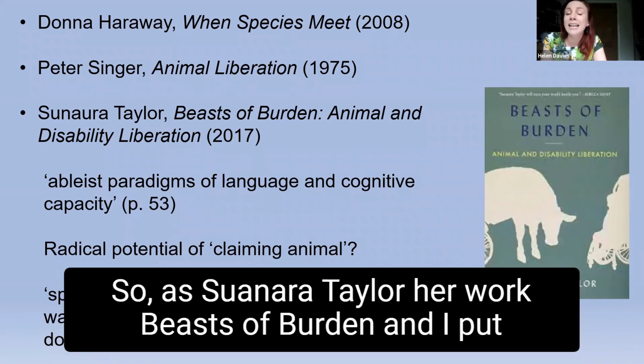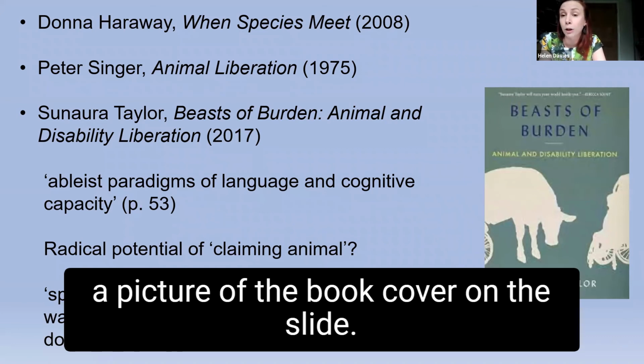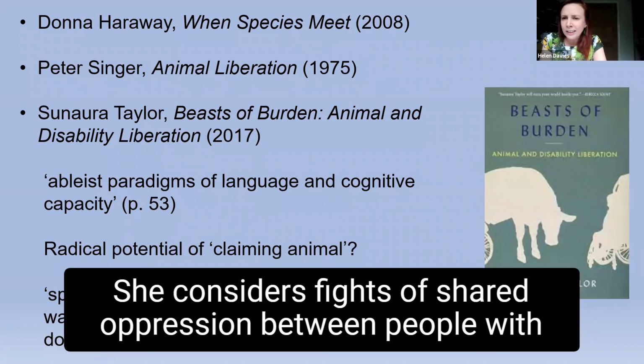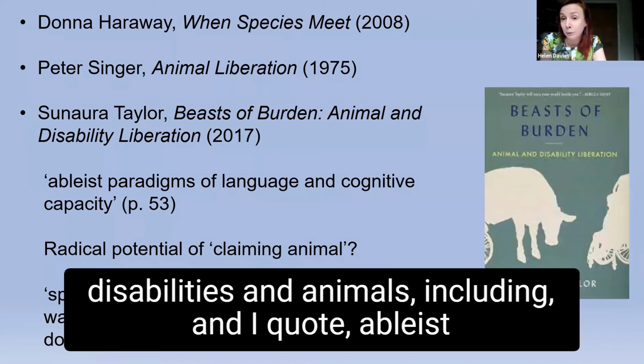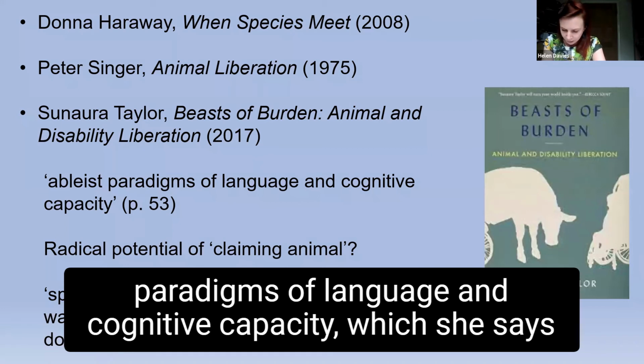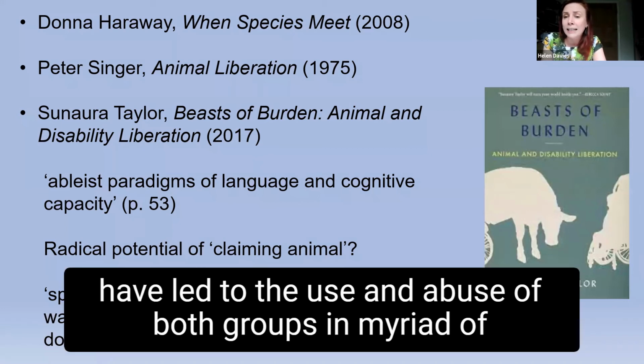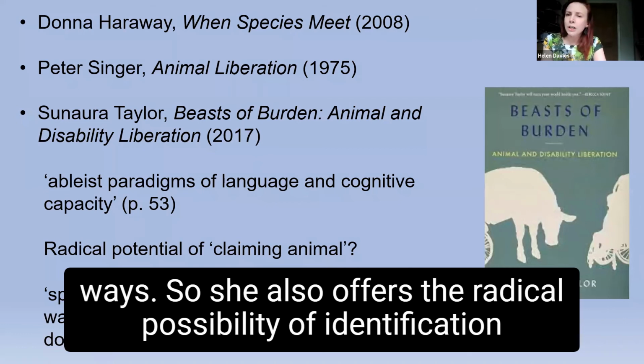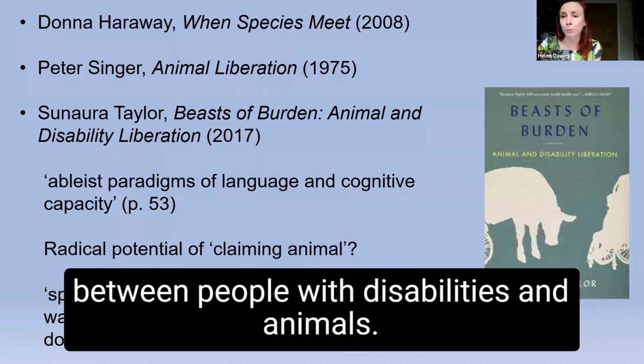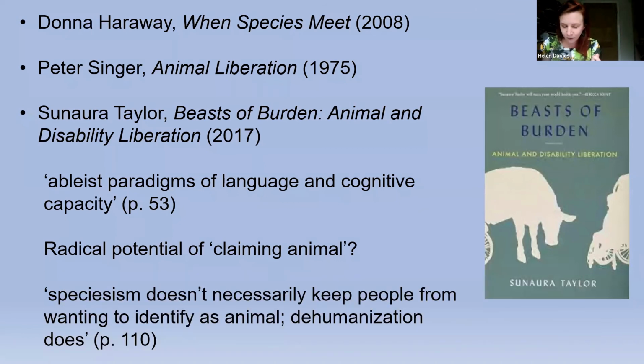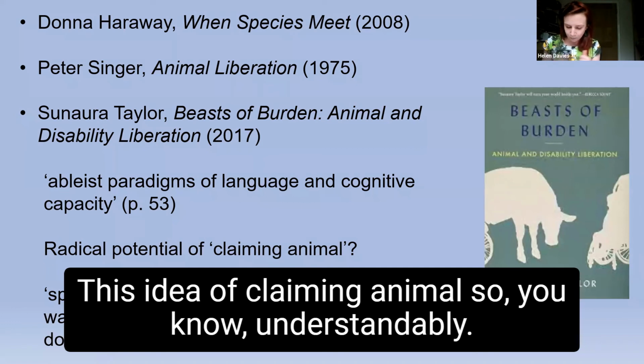So Sunaura Taylor, her work Beasts of Burden, and I've put a picture of the book cover on the slide. She considers sites of shared oppression between people with disabilities and animals, including, and I quote, "ableist paradigms of language and cognitive capacity," which she says have led to the use and abuse of both groups in a myriad of ways. She also offers the radical possibility of identification between people with disabilities and animals, this idea of claiming animal.